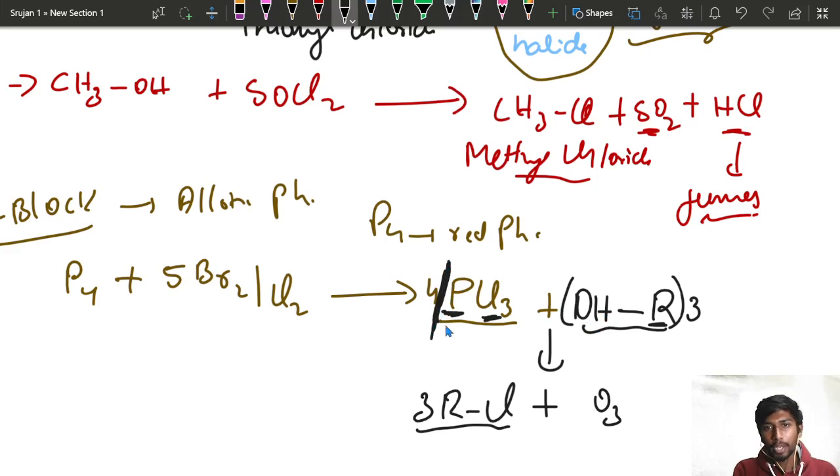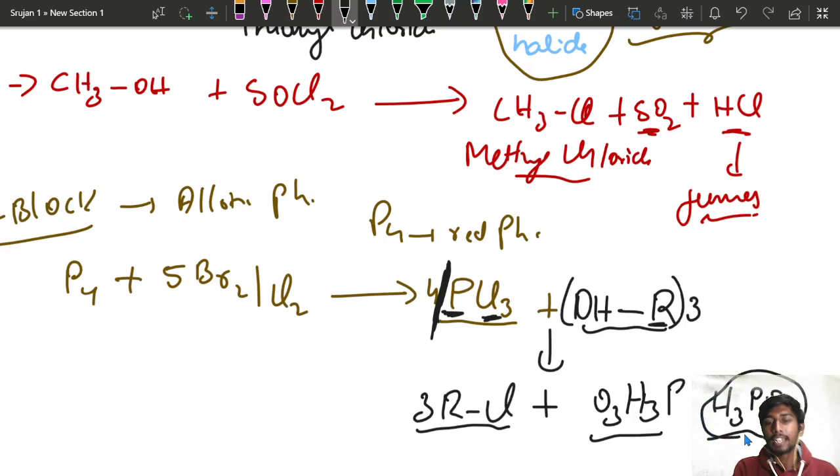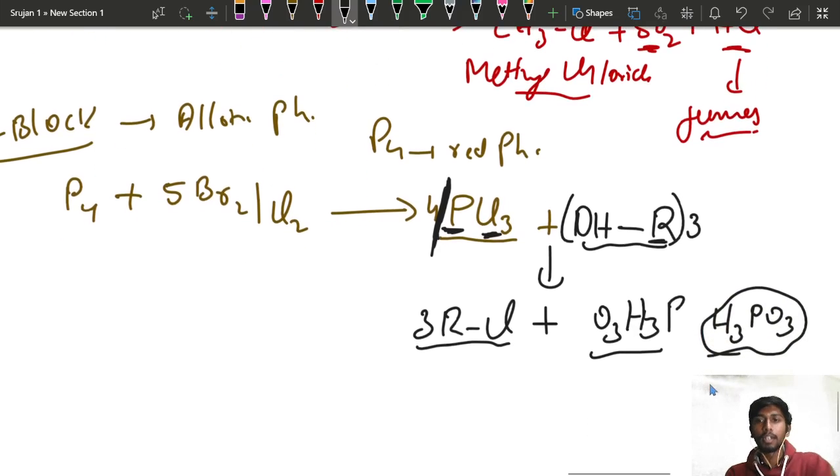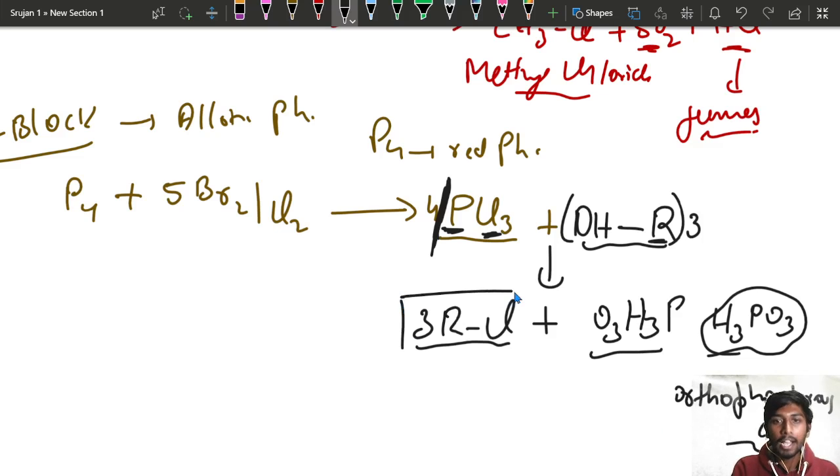You are taking only this amount. The 3 hydrogens are left, H3, and we are left with the phosphorus. This is nothing but H3PO3. What is this? This is orthophosphorous acid. You are getting the alkyl chloride; you got two products. Simple, right?